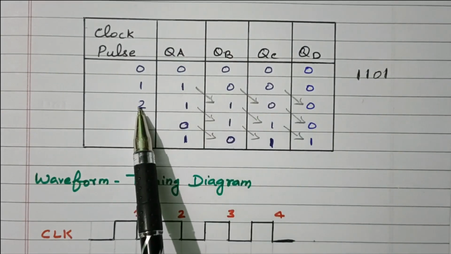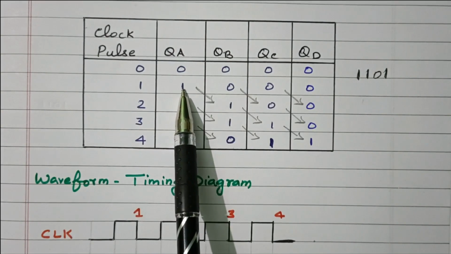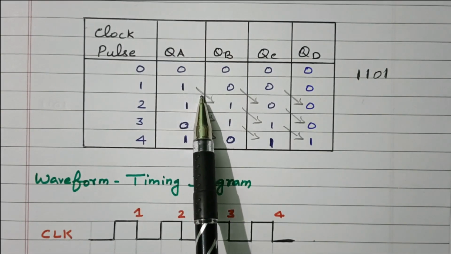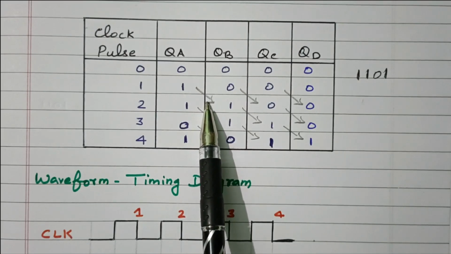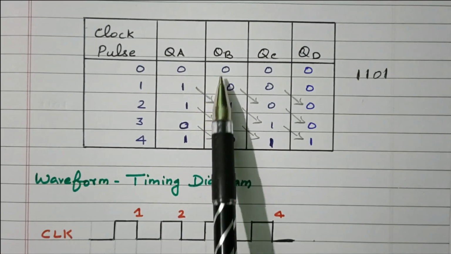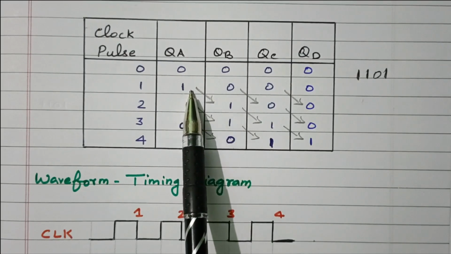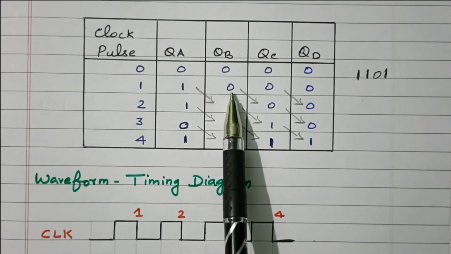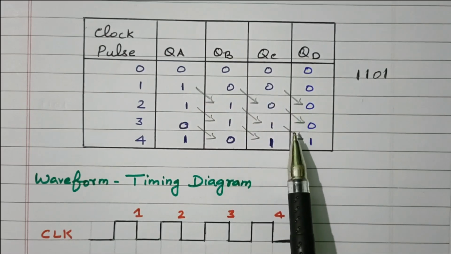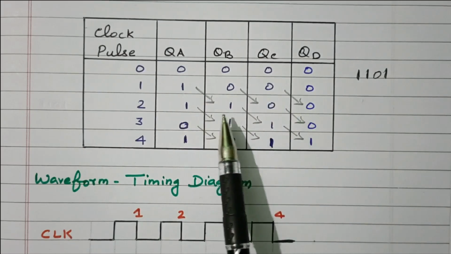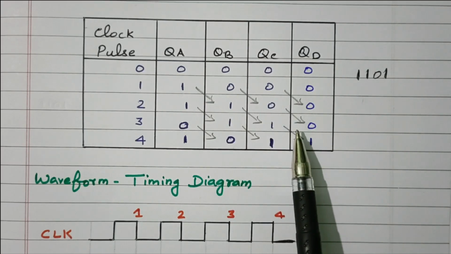While applying the second clock pulse, the data will be shifted. QA is given to the DB of the next flip-flop. So the same DB is available as the output of QB, right? So that QA is transferred to QB. This 0 is transferred to the third flip-flop. This 0 is transferred to the fourth flip-flop. Now what happened? It becomes 1, 1, 0, 0.